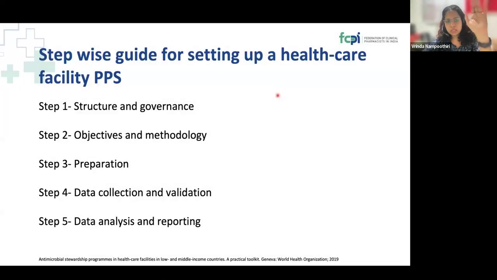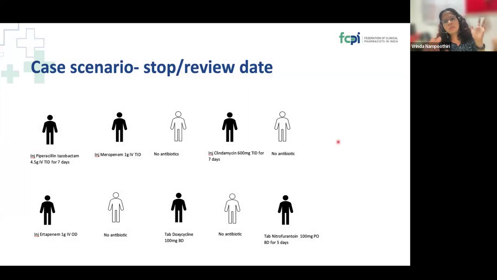Okay, so let's go back to our case scenario. Just think about this as a particular ward in your hospital. It could be, again, your medical ward. Say there are 10 patients in this ward, and among these 10 patients, 6 are receiving antibiotics. From here, you can see that about 3 patients among these have a stop or review date mentioned in the prescription. So this is the particular ward that you're looking at.